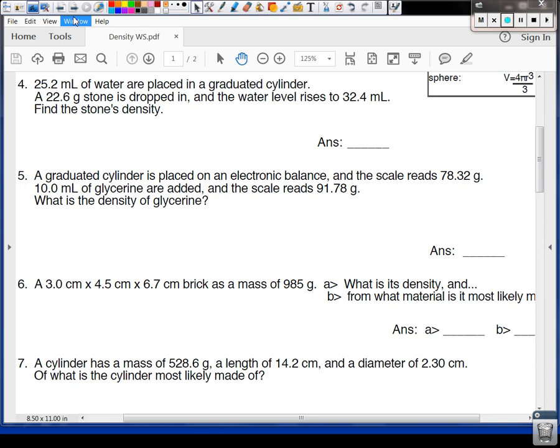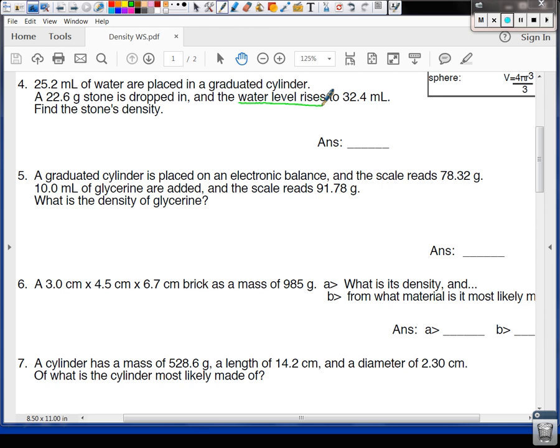Now let's look at number 4. Number 4 gets a little weird. It says 25.2 milliliters of water are placed in a graduated cylinder. Visualize that. Got a graduated cylinder. I put all that water in there. Then it takes a 22.6 gram stone and we drop it in. And this is the key phrase. The water level does what? It rises. It rises to 34.2 milliliters. So find the stone's density.